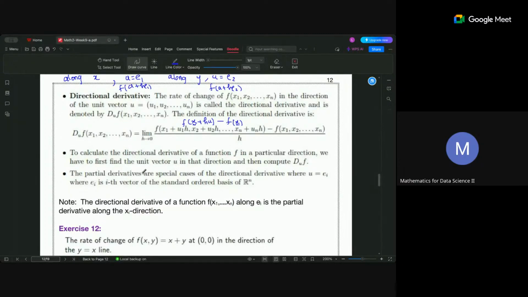So if you are considering partial derivatives, they are special. This is a very important thing. What is the relation between partial derivatives and directional derivative? Partial derivatives are just the directional derivatives along the x-axis and y-axis.